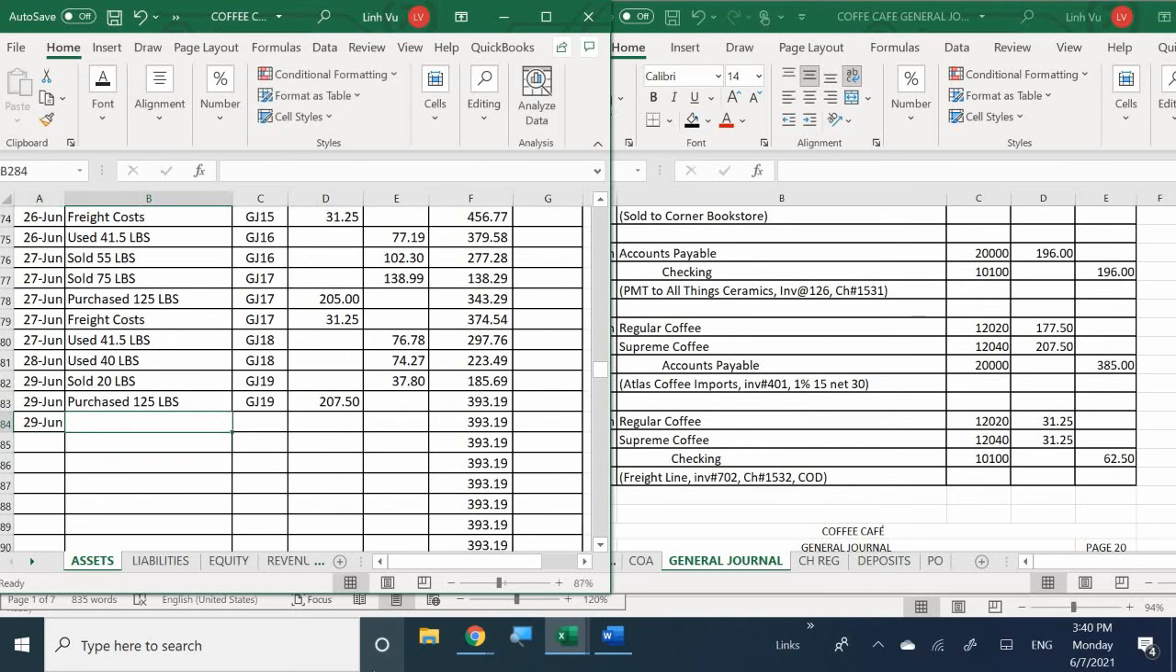Same date we had it delivered, so 6/29. General Journal 19, a debit for $31.25, which brings our running cost to $424.44. Good.